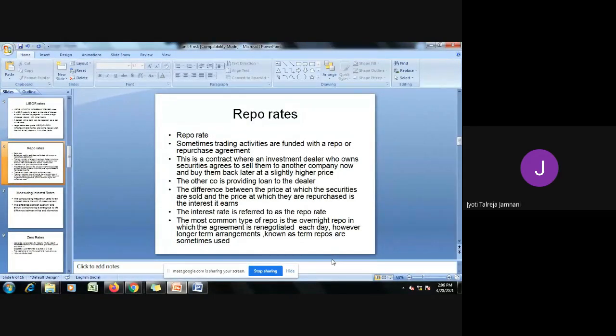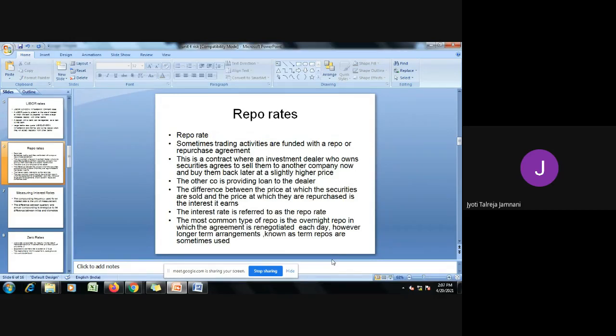The most common type of repo is the overnight repo, in which the agreement is renegotiated each day. However, long-term arrangements known as term repos are sometimes used. So usually people use overnight repos. That means I'm selling it to Vishal today and I promise to buy it from him tomorrow for 1350. Suppose I fail to buy, then tomorrow again we will renegotiate the rate. So tomorrow if I don't buy, I'll tell him, Vishal, keep it for one more day. I will buy it from you for 1370. So the new rate is decided, and again overnight he's keeping. So usually repos are done overnight, and these are basically done by huge financial institutions and banks.